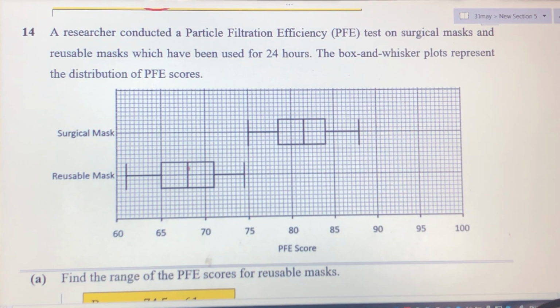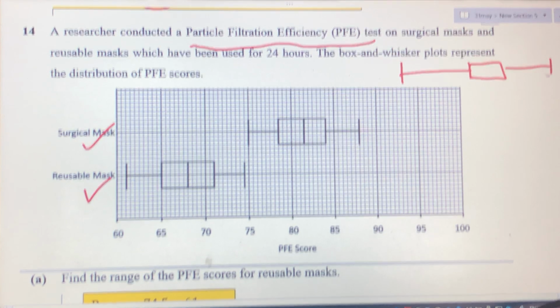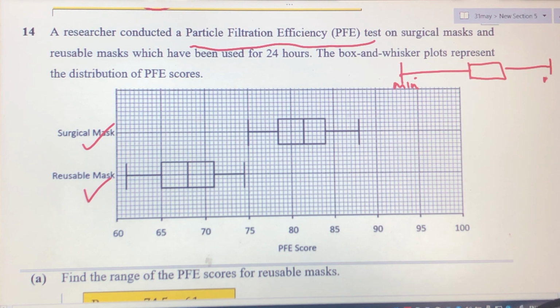Now the next one, very boring, not to say very boring, irritating, the COVID again. This one is used for 24 hours. This box and whiskers shows the surgical mask and reusable mask, and how they perform in the PFE test. Remember, this box and whisker plot is important. This is the minimum, this is the maximum. The line here is the median. This lower part here is the lower quartile.